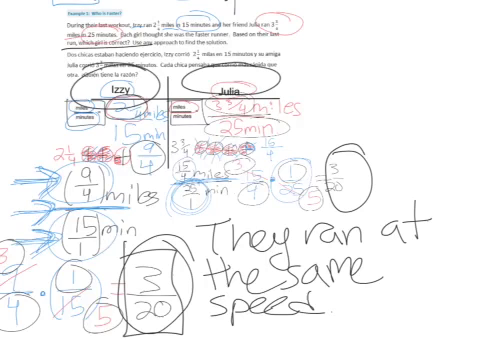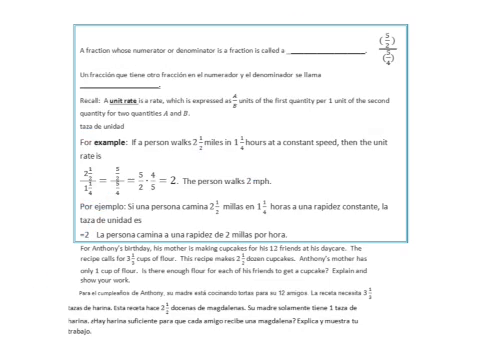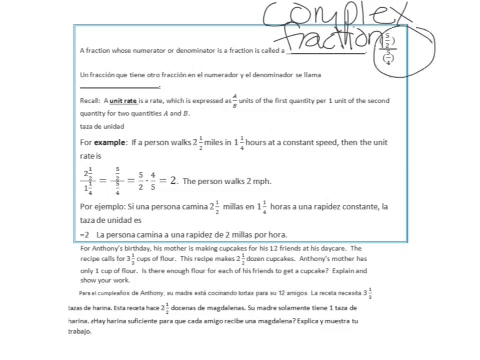Pause the video if you need more time to copy this. Okay, so now we're going to fill in some notes here. A fraction whose numerator or denominator is a fraction is called a complex fraction. So here's an example of a complex fraction, 5/2 over 5/4. We worked with some complex fractions in the previous slide.